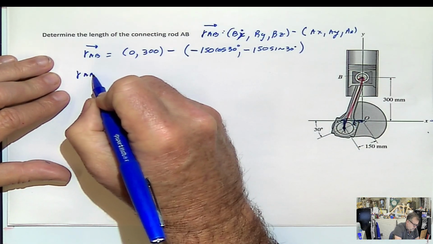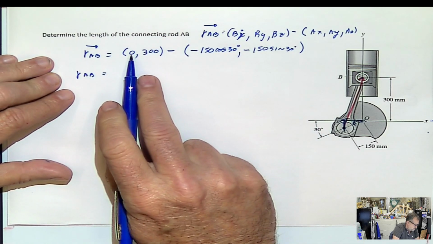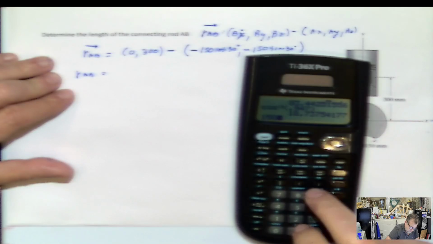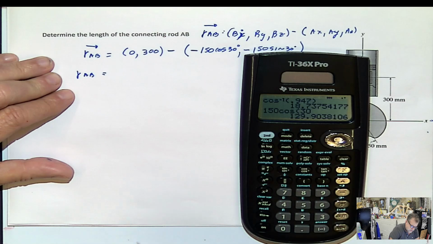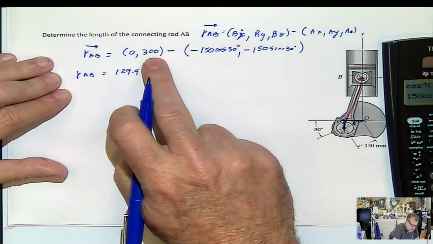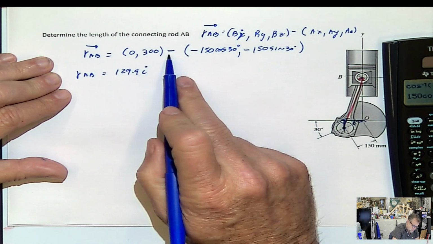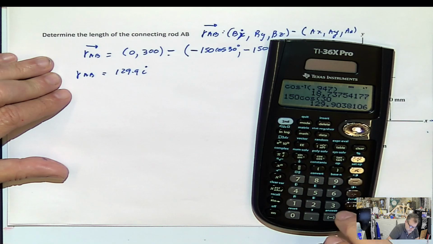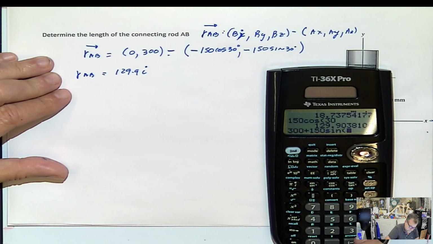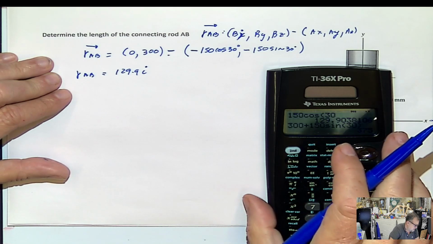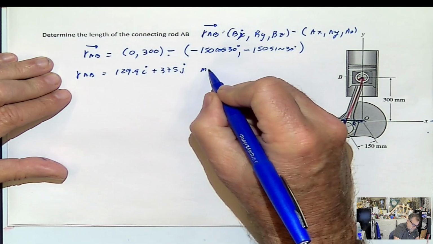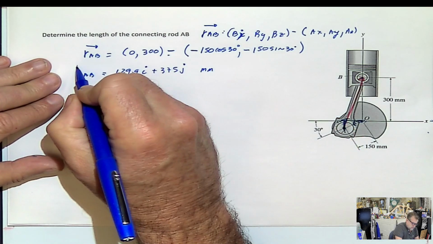So the position vector AB will be this 0 minus this, that will be 150 cosine 30, that's 129.9 in the i direction. And now 300 minus, no, 300 plus 150 sine 30, and that's 375 j. Of course, in millimeters. This is as a Cartesian vector.